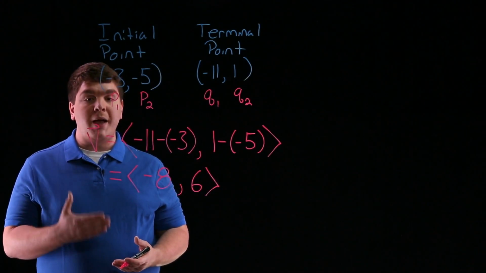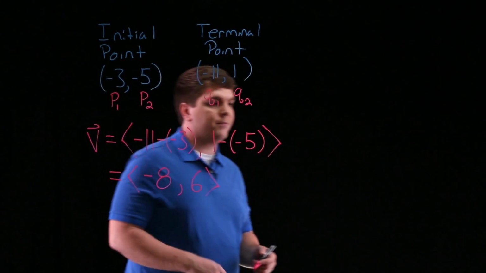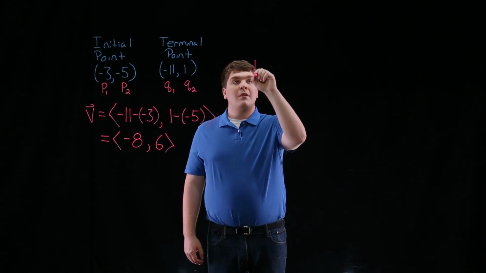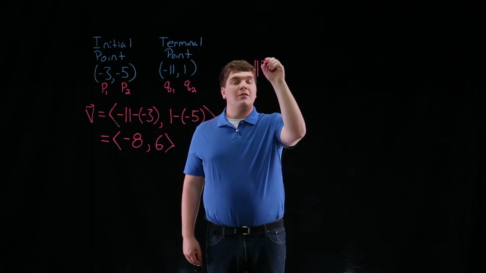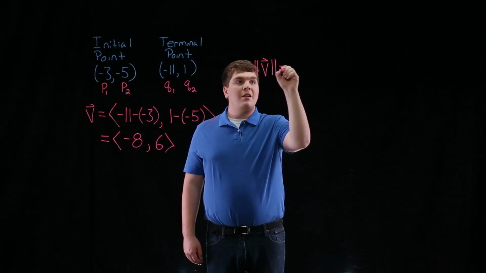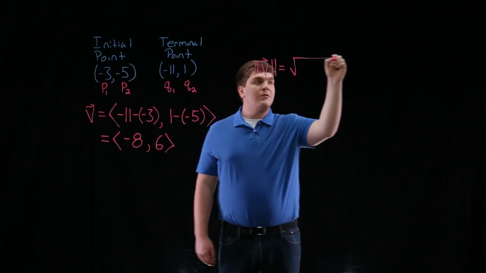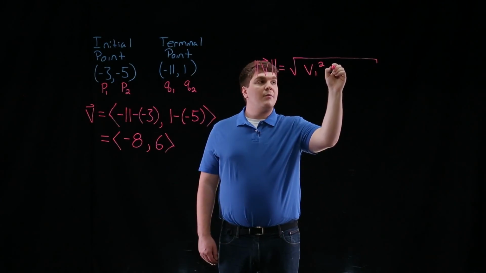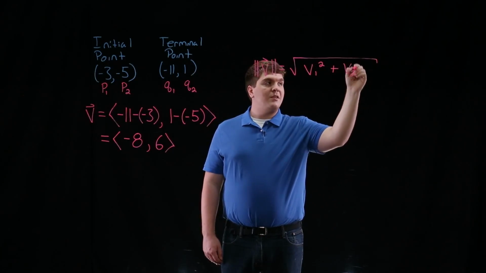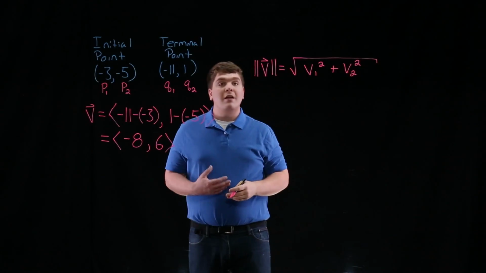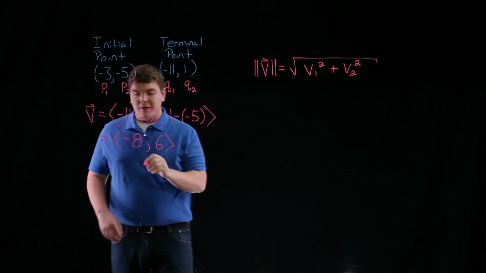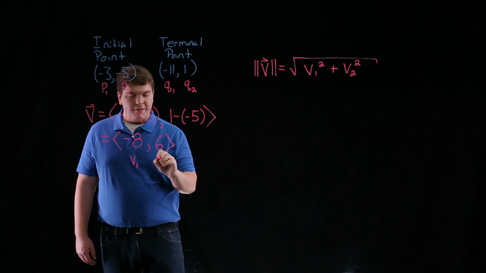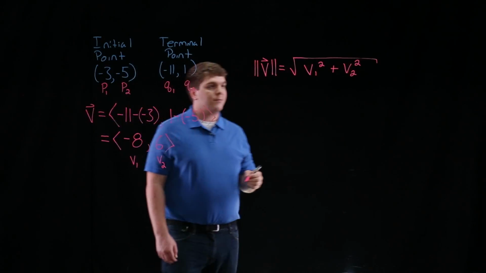Next, we'll want to find the magnitude of our vector v. Let's recall that the magnitude of a vector v is equal to the square root of the first component squared plus the second component squared. In this case, v1 is -8 and v2 is 6.